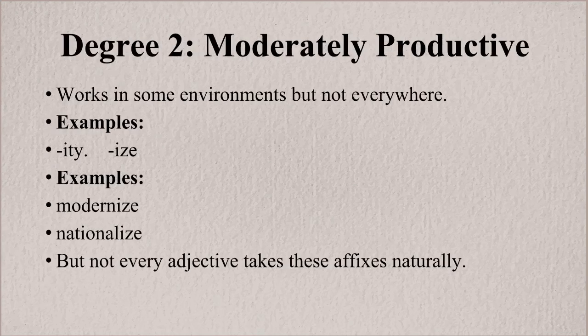Second degree is moderately productive morphological processes. These are the processes that operate in some linguistic environments but cannot be applied universally to all possible bases. In other words, their use is partially restricted and they do not freely attach to every suitable word. These processes show productivity, but it is limited compared to highly productive patterns.